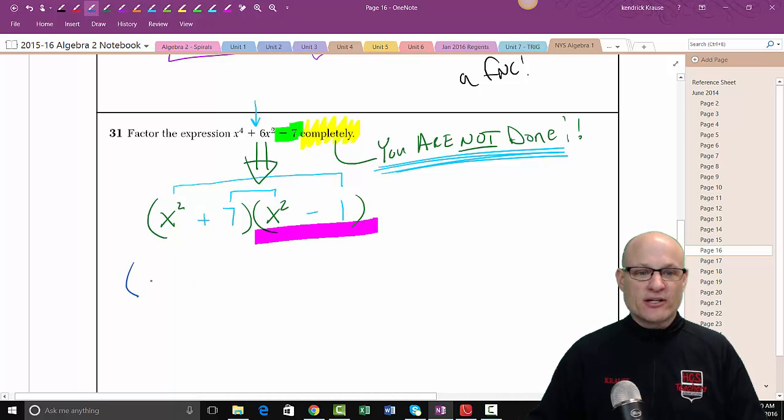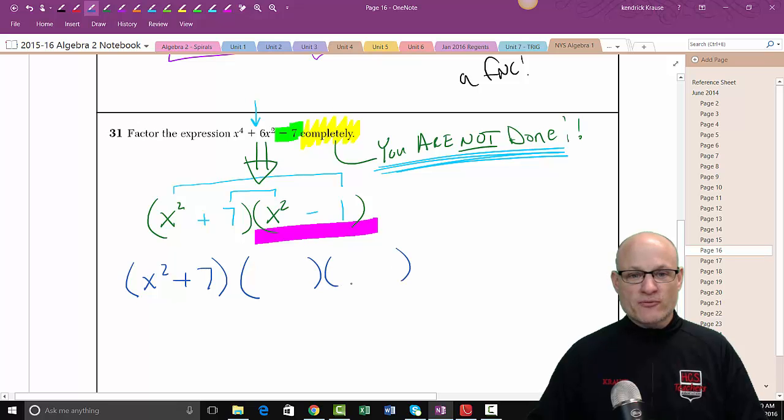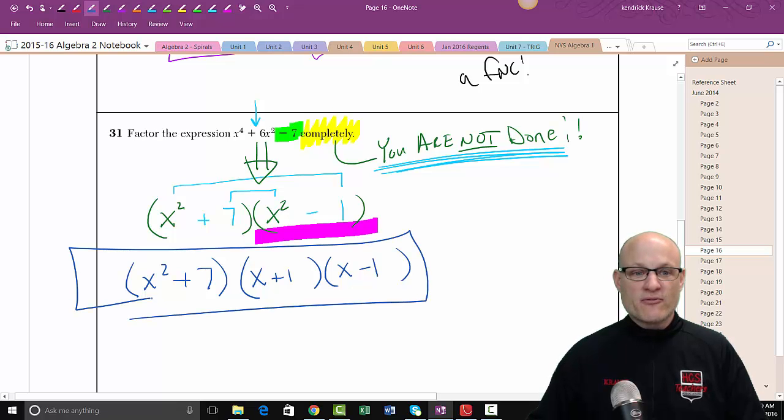So my final answer is you can't touch x squared plus 7. It is just x squared plus 7. But this is the difference of perfect squares. X plus 1, x minus 1. And that, kids, is the final answer. So remember, completely means you're not done. There's got to be a little bit more work to do.